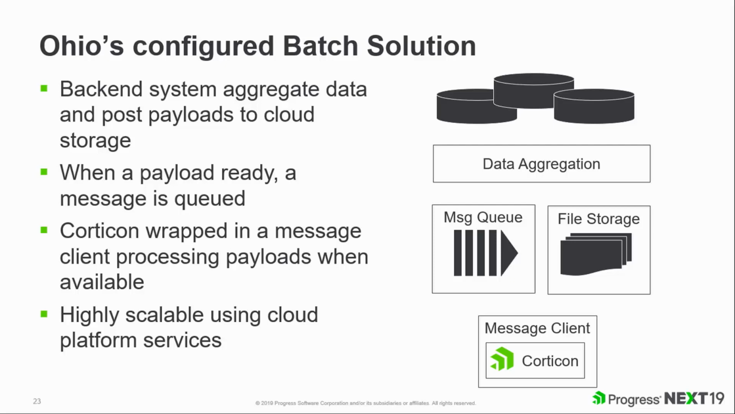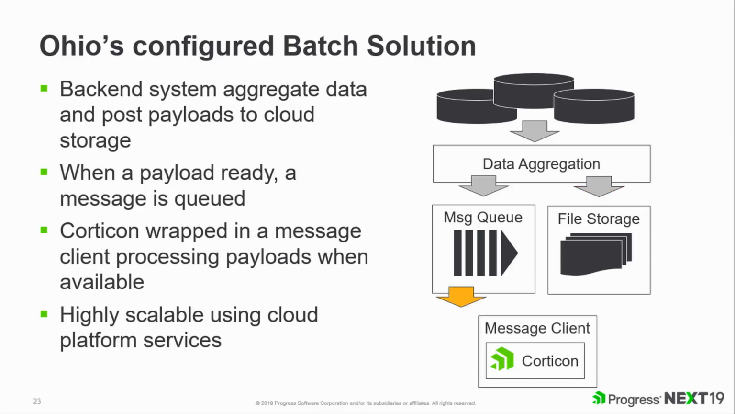I'll just walk through this here. The data's going to data aggregation. When it's got data ready, it's going to queue up a message. Again, this is an entirely cloud-hosted solution. Corticon's up in the cloud as well. They're going to queue a message that there's a record ready, and they're going to write the record out to a shared file system. When they were on AWS, it was just storing the record out to S3.